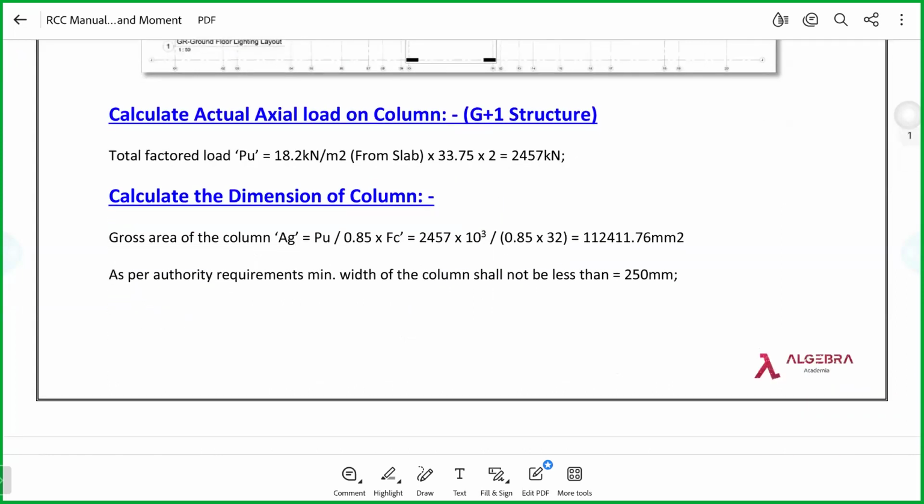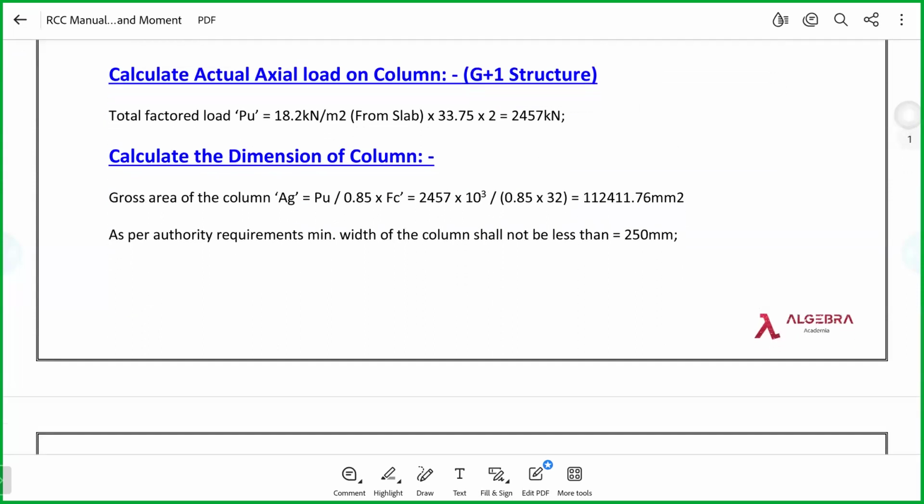Multiply by 2. Why is it 2? Because it is a G+1 structure, and the bottommost column will take 2 floors. If it is 4 floors, then I will multiply by 4. If it is 8, then I will multiply by 8. Since it is only 2 floors, I will multiply only by 2. So 2457 kilonewton, which is nothing but 245.7 tons. Correct? Okay.